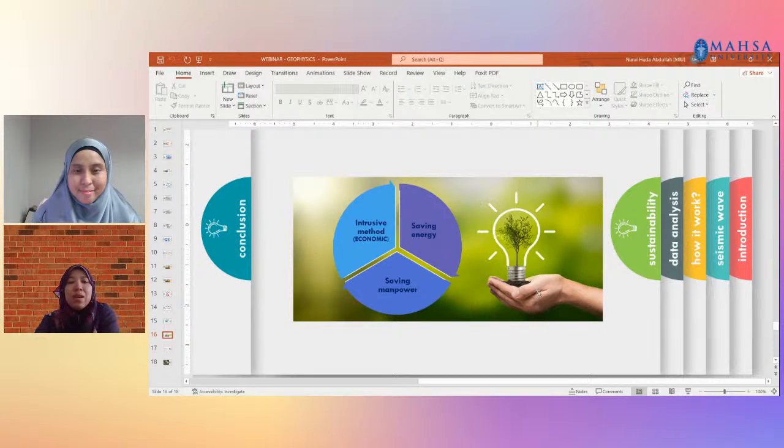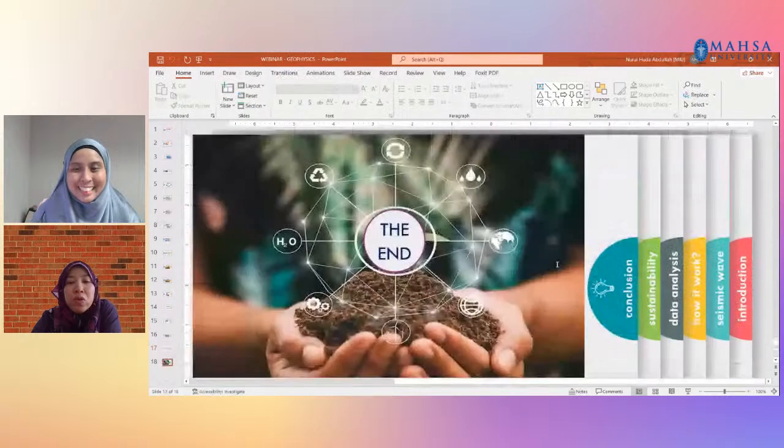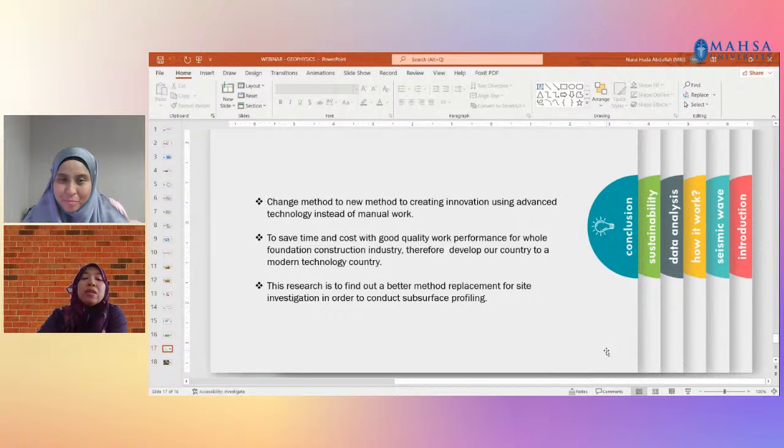And the last one, we go to the conclusion for our webinar today. Geophysics is a change method, a new method creating innovation using advanced technology instead of manual work. Manual work means we drill the borehole. So this is just a new method, a new technology actually. And of course, I repeat again, geophysics saves cost and time, with good quality work performance for the whole foundation construction industry. And therefore, it will develop our country into a modern technology country.